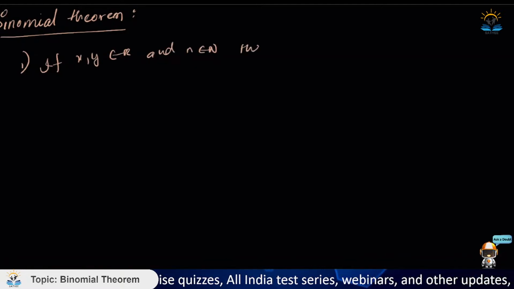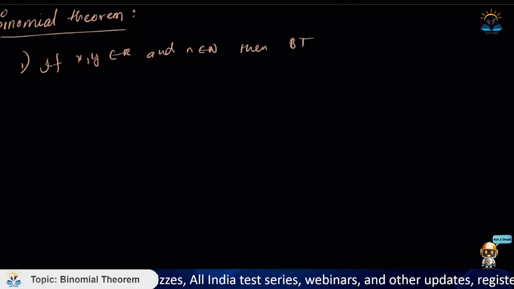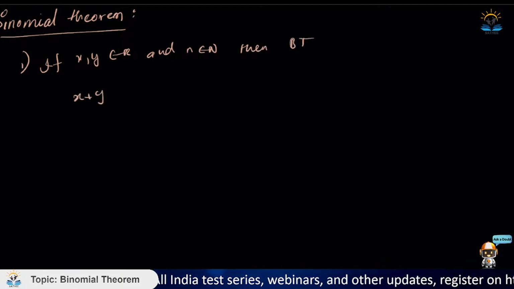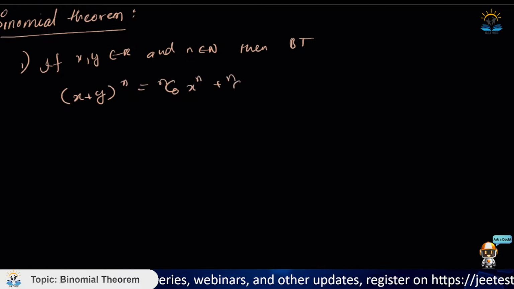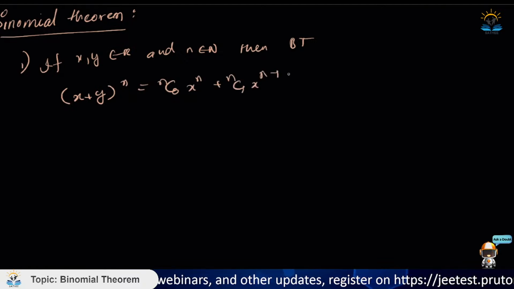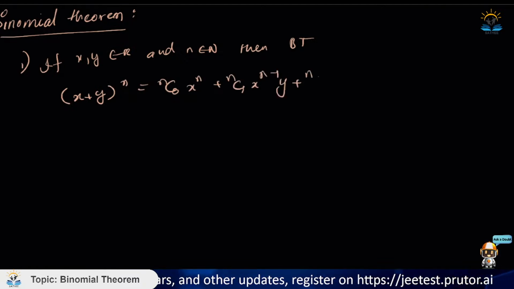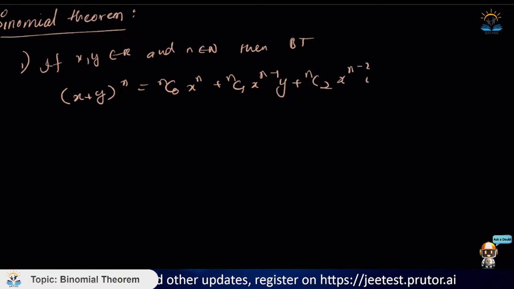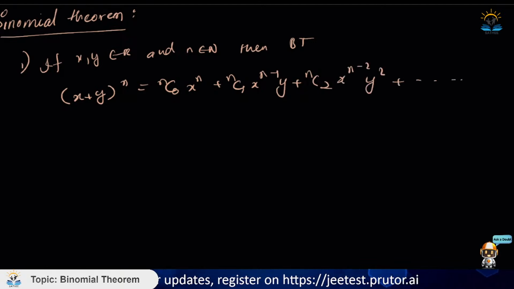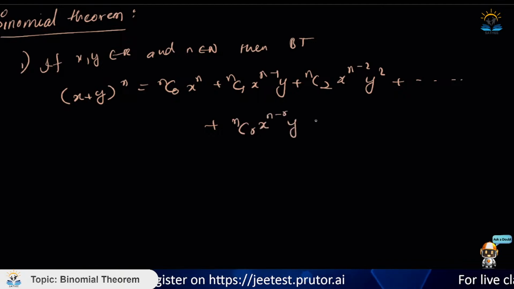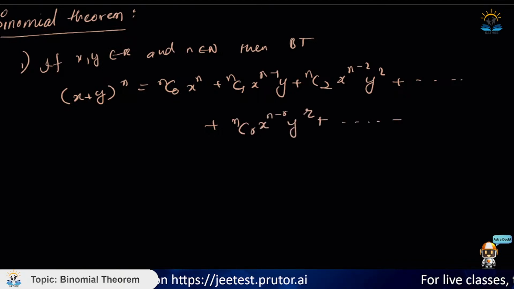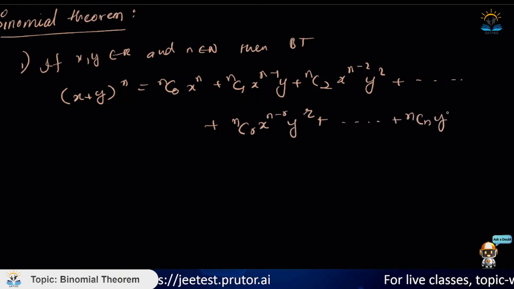Okay, then binomial theorem states what? So (x + y)^n will be equal to nC0 x^n + nC1 x^(n-1) y + nC2 x^(n-2) y^2 + ... + nCr x^(n-r) y^r + ... + nCn y^n.